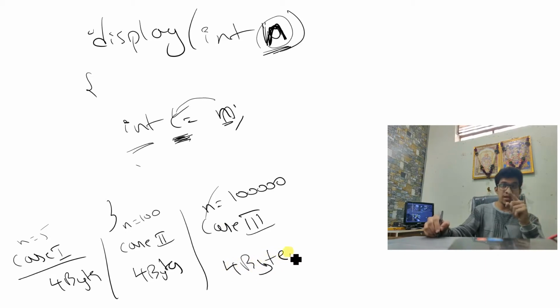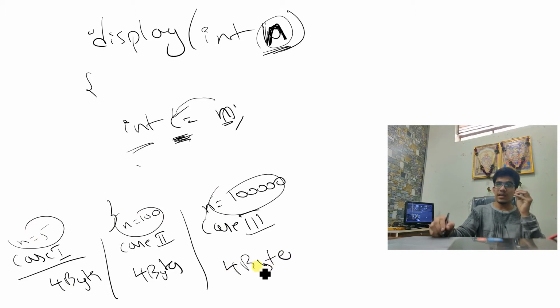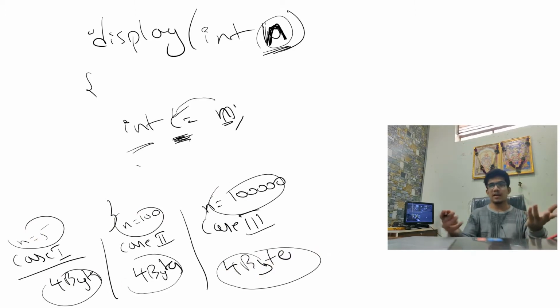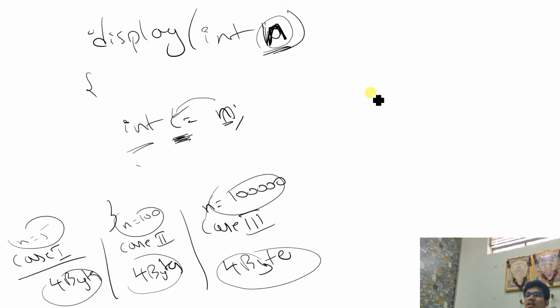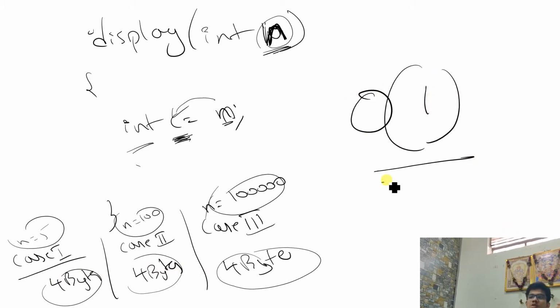So this is what I am trying to tell you. Are you noticing that whatever n value is, it is occupying constant space? That is why here we say it is order of 1. Order of 1 means constant space. You can take notes of this.